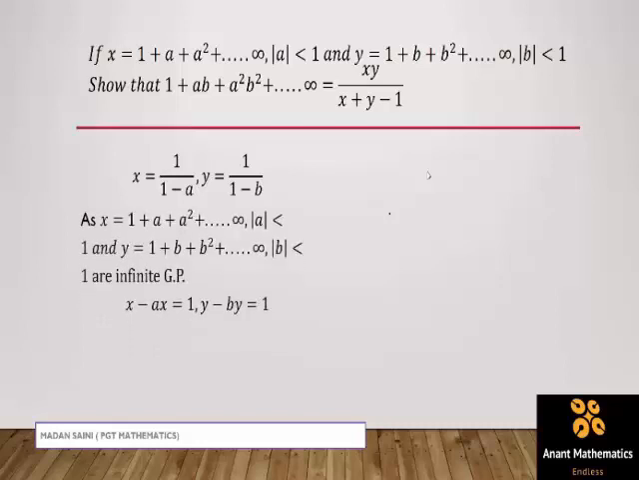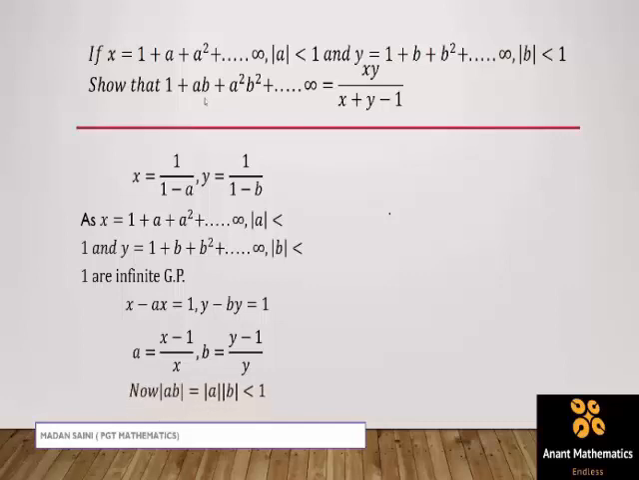Simplifying and writing a and b in terms of x and y respectively, we have a is equal to x minus 1 upon x and b is equal to y minus 1 upon y. Then we have to prove this expression. So we'll start with the left hand side. Here you can see this expression 1 plus ab plus a square b square and so on is nothing but an infinite GP with the first term 1 and the common ratio ab. To apply the formula of infinite sum, we need to check whether the modulus value of the common ratio is less than 1 or not.